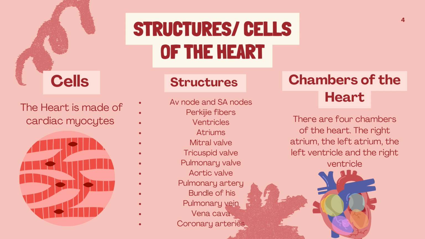So, the other structures of the heart are the AV node and SA node, Purkinje fibers, ventricles, atrium, mitral valve, tricuspid valve, pulmonary valve, aortic valve, pulmonary artery, bundle of His, pulmonary vein, vena cava, and coronary arteries. There are 4 chambers of the heart. Those are the right atrium, the left ventricle, and the right ventricle.